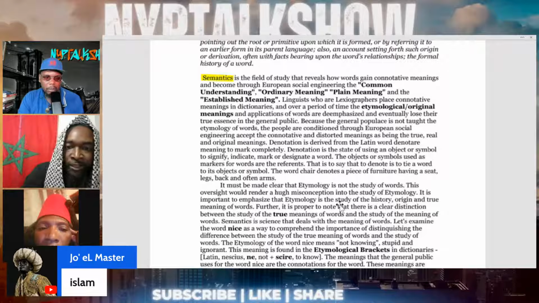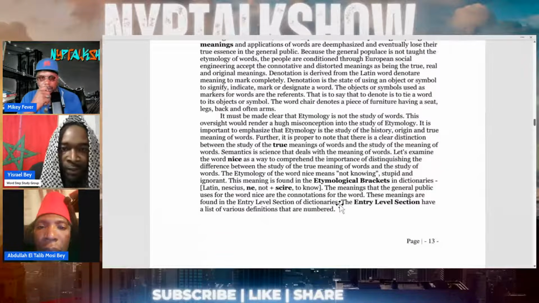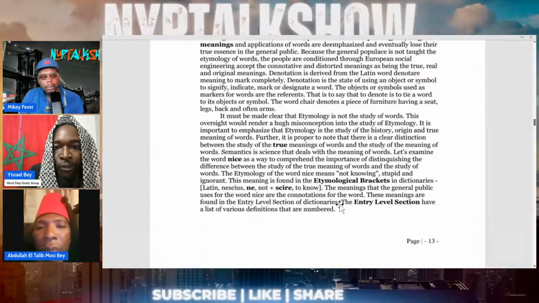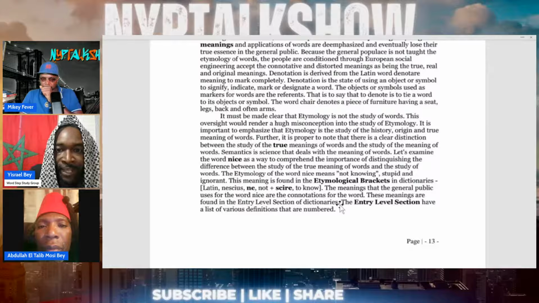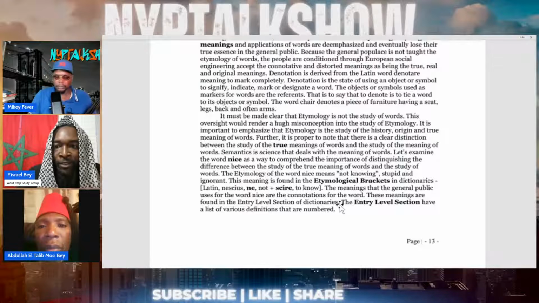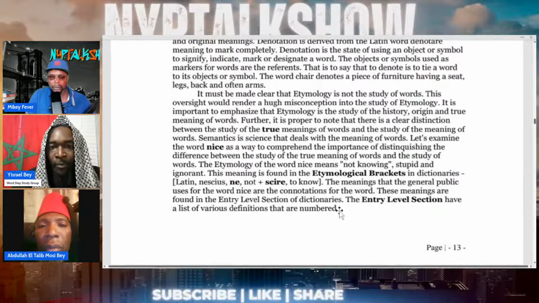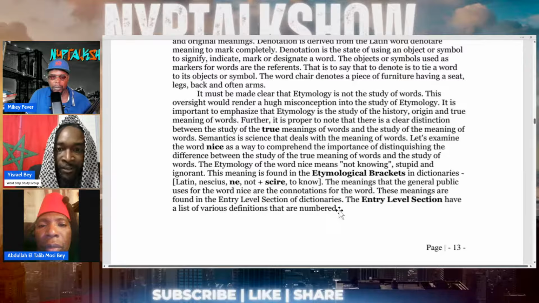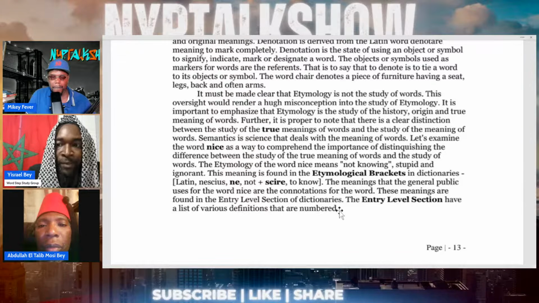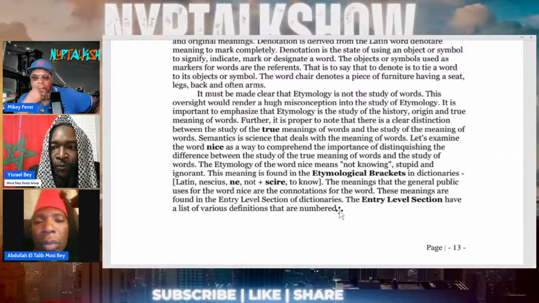It must be made clear that etymology is not the study of words. This oversight will render a huge misconception into the study of etymology. It is important to emphasize that etymology is the study of the history, origin, and true meaning of words. Further, it is proper to note that there is a clear distinction between the study of the true meanings of words and the study of the meaning of words. Semantics is the science that deals with the meaning of words.